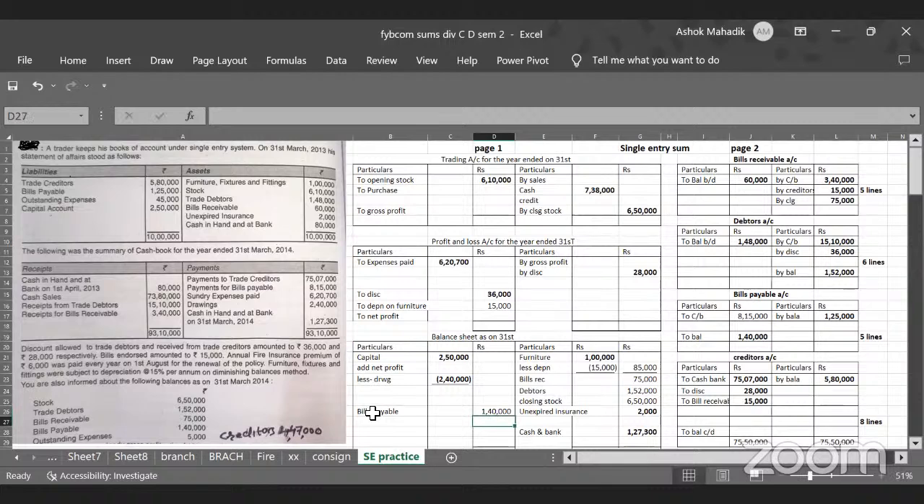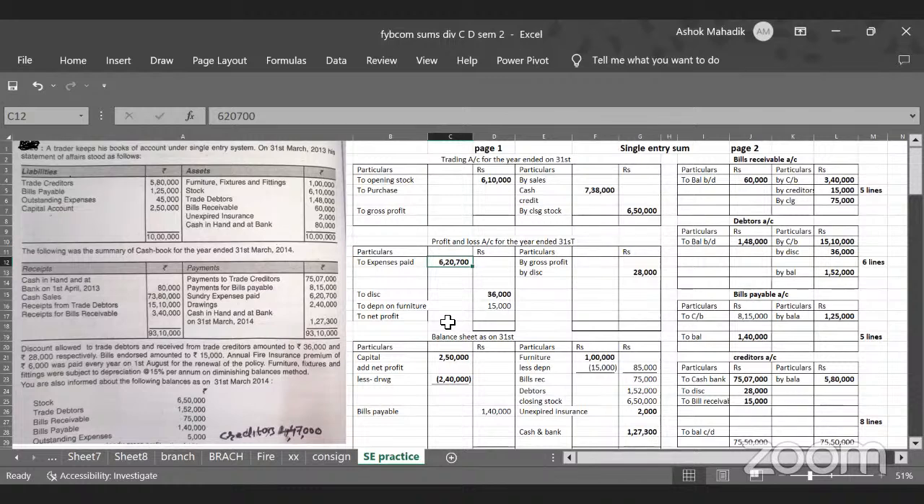We are done around 90% of the sum. Then outstanding expense. Earlier, one item we had left in the opening balance sheet was outstanding expense 45,000, and now again we have outstanding expense 5,000. Now I'll show you how to give effect of this. We are given expense paid figure 6,20,700. You know what to do to give effect for current year outstanding.